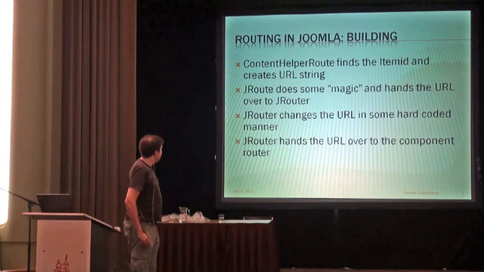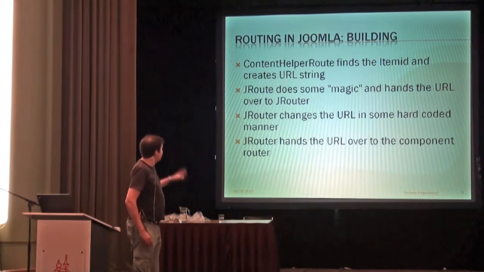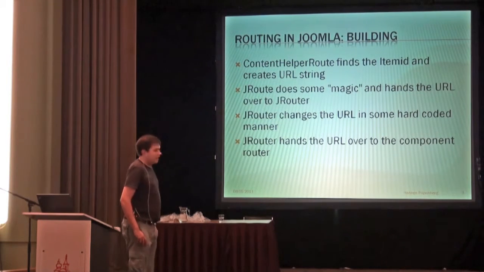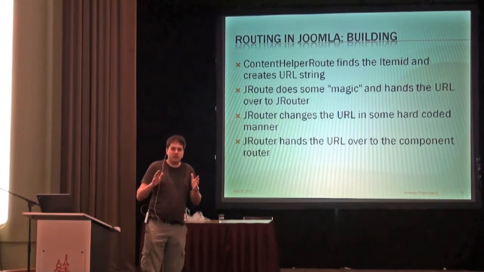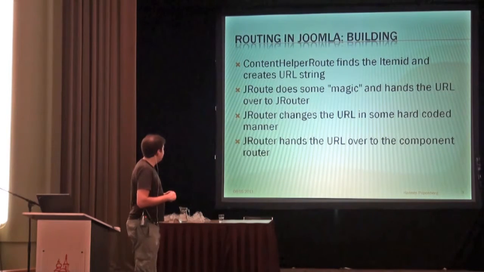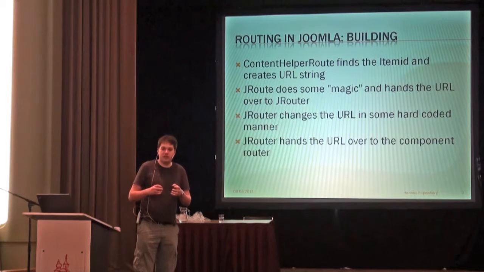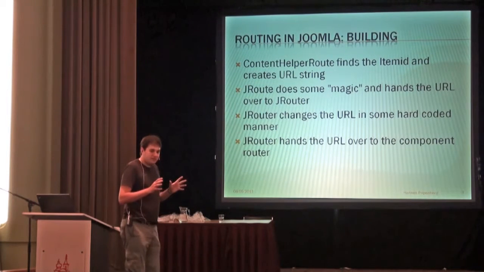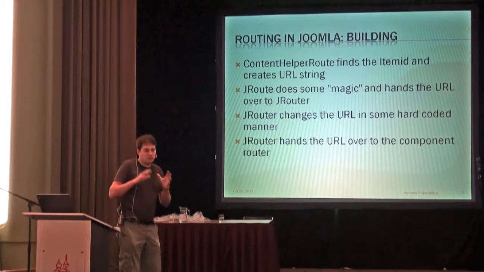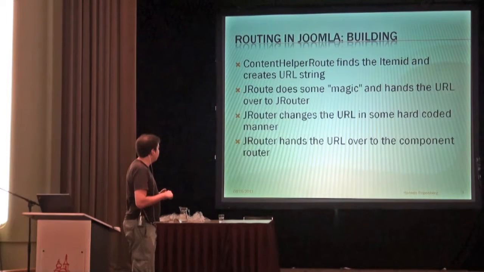If we look at what's happening right now in the Joomla core, we first have a component name helper router, which finds out the item ID, and it creates the URL string. This URL is not an SEF URL. Then we have JRoute, where we hand over this URL, and JRoute does some magic with the whole URL. For example, it adds the menu part, the SEF menu slug, if you want to call it that, to the final URL.